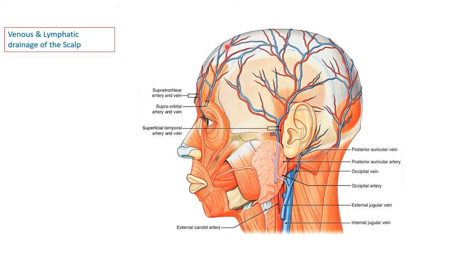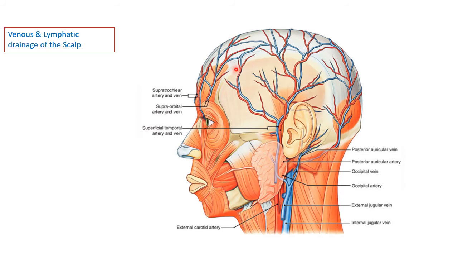Now we will discuss the venous drainage, the veins draining the scalp. There are 3 veins in front of the auricle and 2 behind the auricle, 5 veins on either side of the midline. This one is the supratrochlear vein, this is the supraorbital vein, and this is the superficial temporal vein. These are the 3 veins in front of the auricle, and behind the auricle are the posterior auricular vein and the occipital vein.